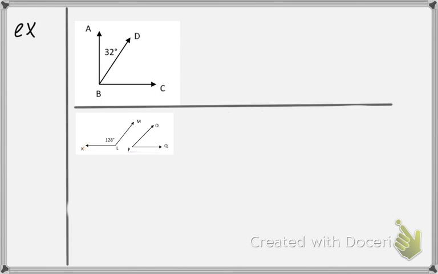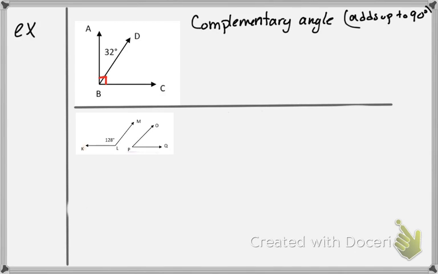So we have this right here. It is like a fourth of a box, so we know that this is 90 degrees. Right? We can put a little box right here. So I know that this is going to add up to 90 degrees, and we said angles that add up to 90 degrees are complementary angles. So this is a complementary angle. Okay, it adds up to 90 degrees.